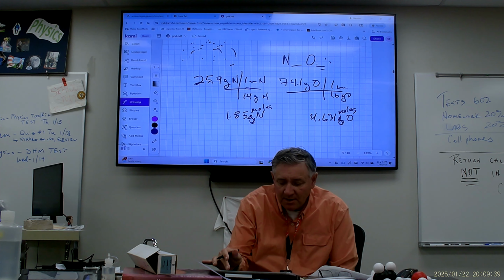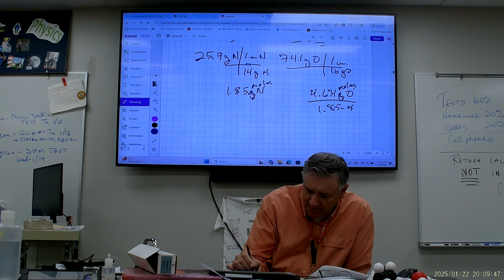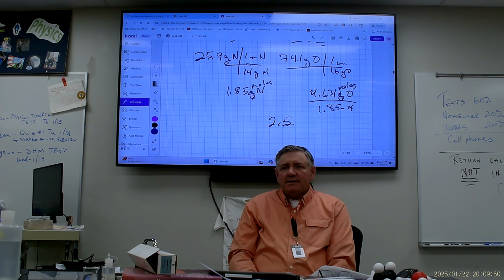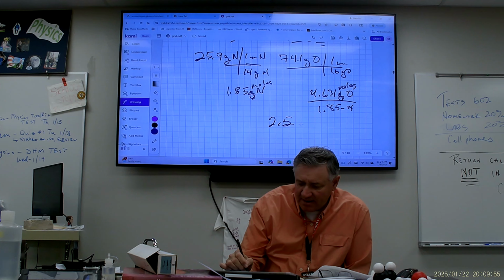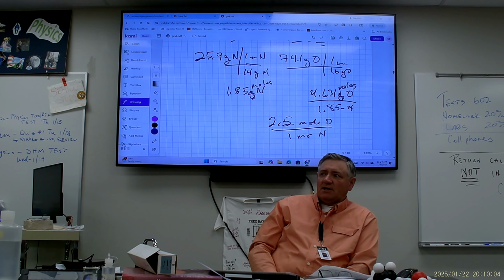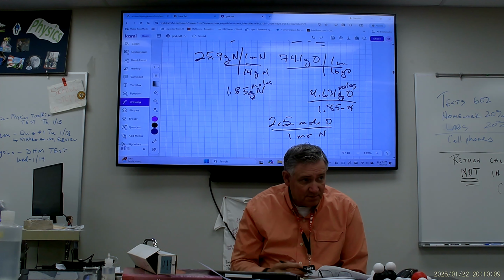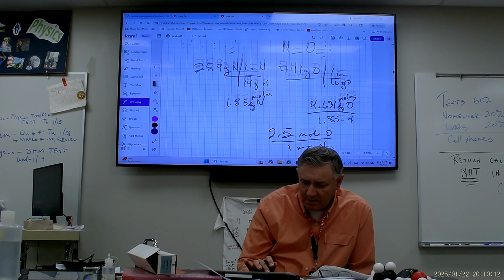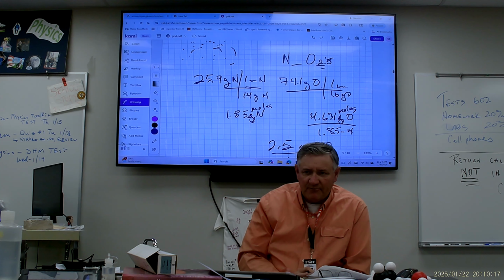So this is a ratio. So you take the 4.631 and you divide that by the 1.85 moles of nitrogen, and you get 2.5. Now, beyond just the number 2.5, what this means is that I have 2.5 moles of oxygen to every 1 mole of nitrogen. Okay? It's hidden within that, but that's what you got. So I could come in here and go, oh, okay, that means this is 1 and that's 2.5.